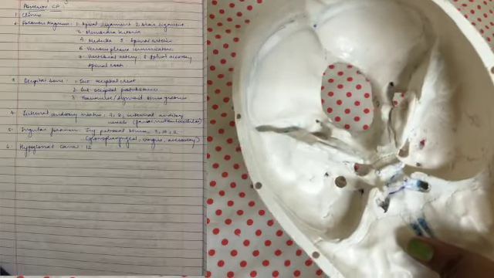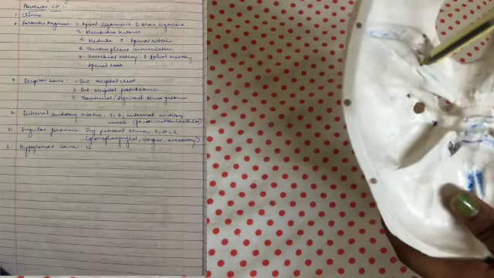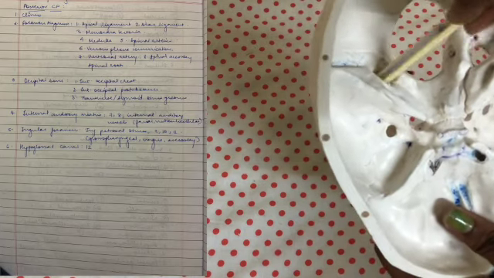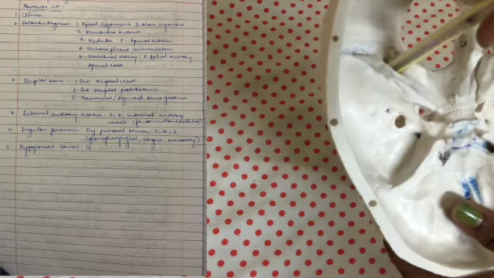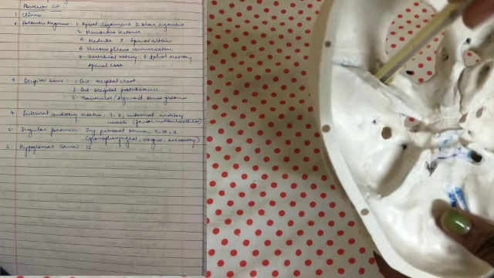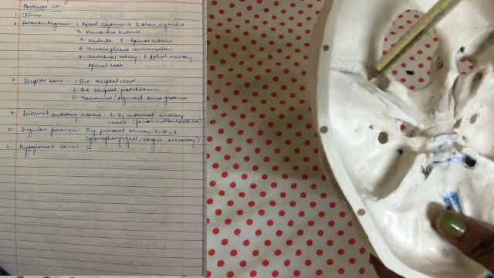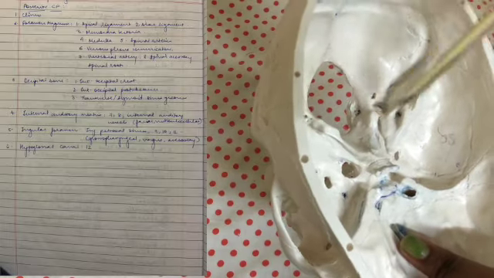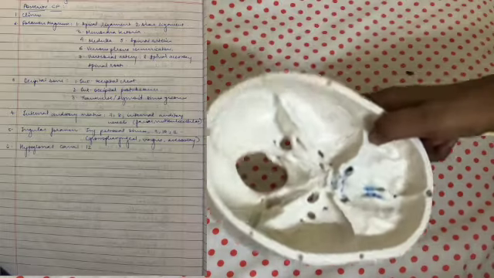The internal auditory meatus, the 7th and 8th cranial nerves pass through, that is the facial and vestibulocochlear nerves. You also have the internal auditory vessels. You also have the jugular foramen here. In the jugular foramen, the sigmoid sinus continues as the internal jugular vein, and you have the passage of the 9th, 10th and 11th cranial nerves. The 9th, 10th and 11th cranial nerves are basically the glossopharyngeal, vagus and spinal accessory nerves.